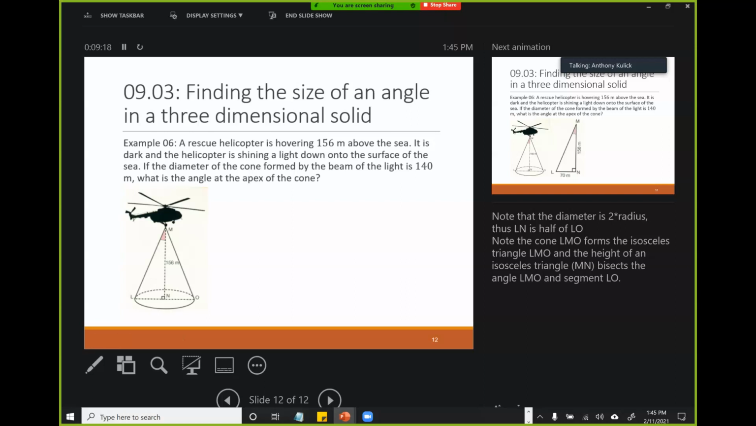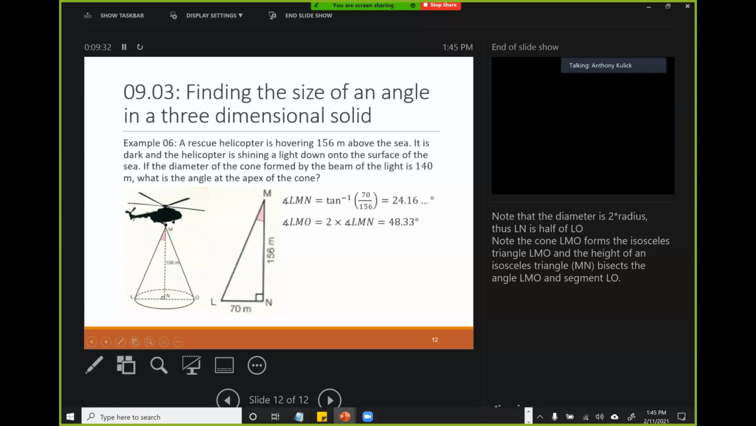You could have also used the law of sines to do this. That wouldn't be wrong, but it seems easier to me to just use SOHCAHTOA and multiply by 2. A lot less aggravation. So here we go. To find this angle, we'll do tangent inverse and then multiply it by 2.